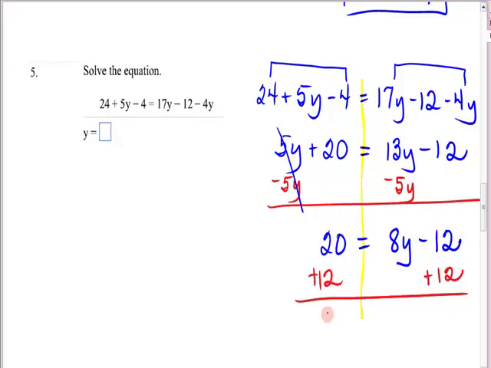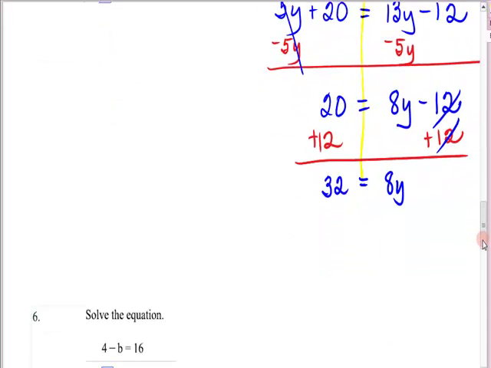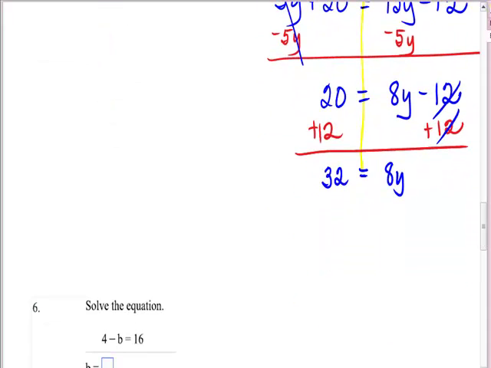Positive 20 and positive 12 gives me 32 is equal to 8y, and those have canceled out. Divide by the coefficient, which is 8. 4 is equal to y. And I don't usually write that in red. So now it's very colorful.